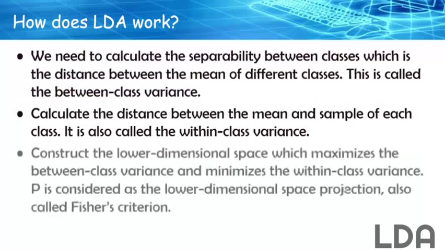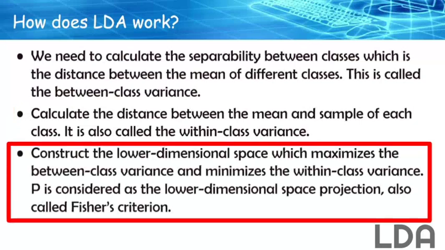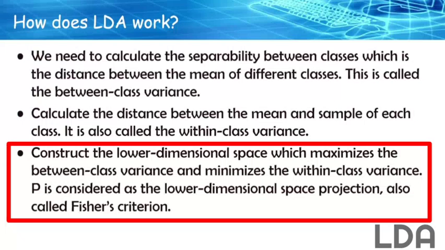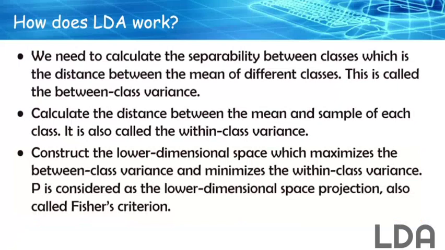Okay, and finally the third thing we need to do is construct a lower dimensional space which maximizes. This is very important, so basically these are the rules which LDA follows. The lower dimensional space has to maximize the between class variance, which we just saw, the distance between the means of different classes, and minimize the within class variance. That is the distance between the mean and the sample of each class, which should be minimum.